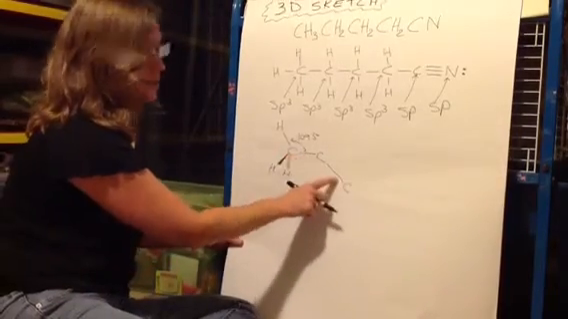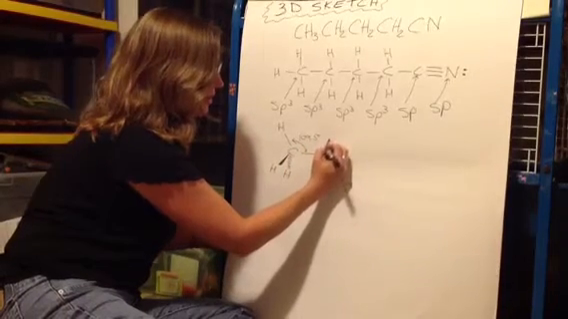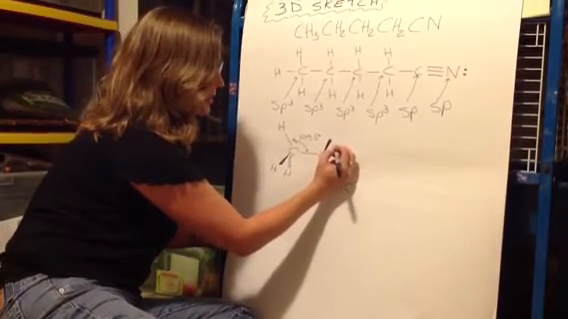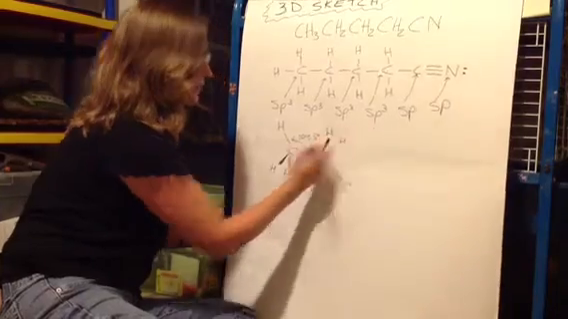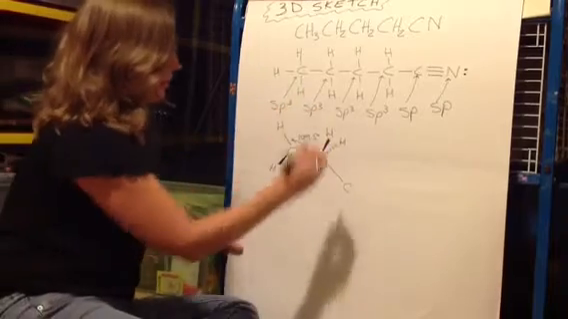Okay, and if these are my 2 bonds that are in the plane, that means my wedge and my dash are up in this area. Again, it doesn't matter which one is the wedge and which one is the dash. There are my 2 hydrogens. Okay, now we come to our third carbon.